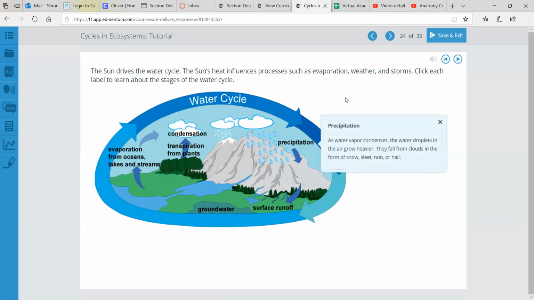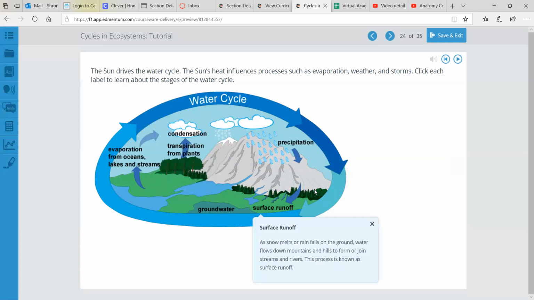And when the water vapor condenses, the water droplets in the air grow heavier and heavier to the point they fall from the clouds. And these droplets can form snow, sleet, rain, or even hail. And then lastly, we have surface runoff. So as snow melts or rain falls on the ground, water flows down mountains and hills to form or join streams and rivers. So we call that surface runoff.